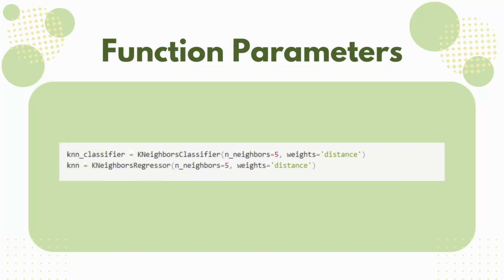As explained earlier, the number of neighbors is a mandatory parameter. An optional but useful parameter is weights. By default, if weights are not specified, all points are weighted equally. However, when you set the weights to distance, closer neighbors affect your prediction more.